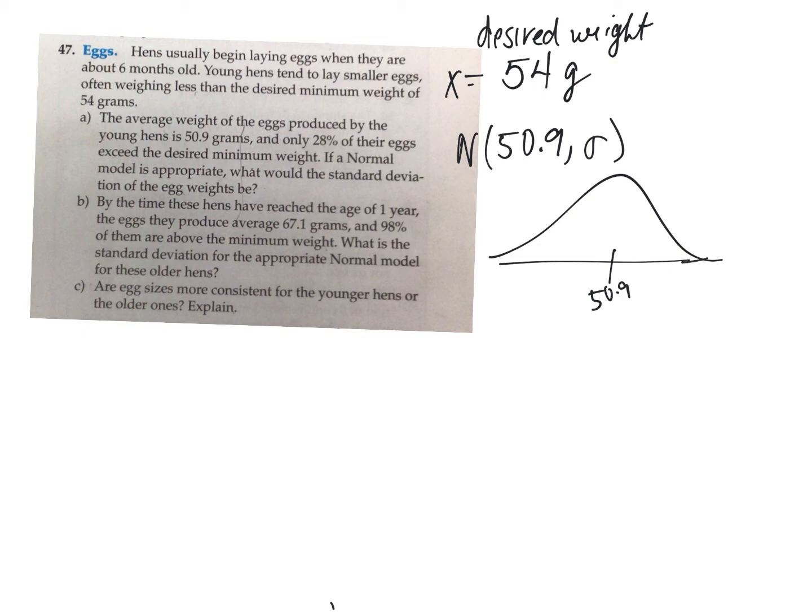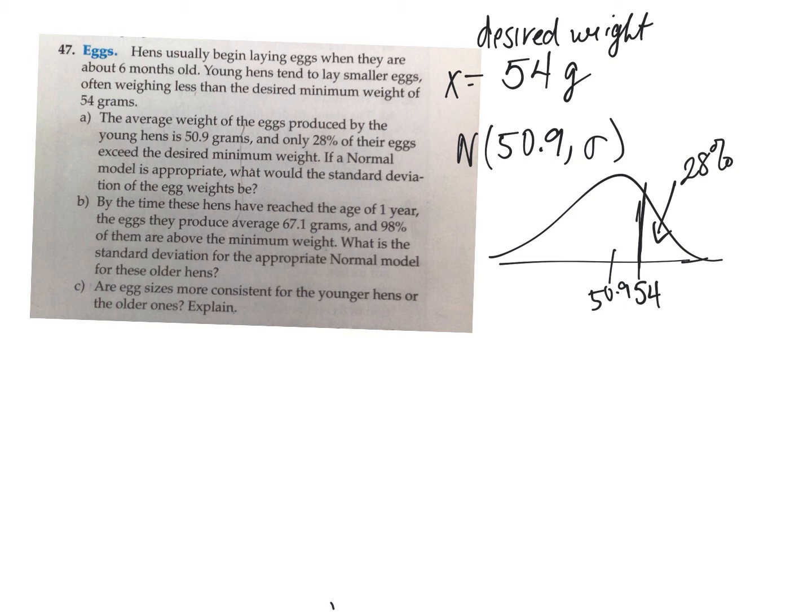So the mean is 50.9, and 54 grams is the desired weight. This area is only 28%. Because it's saying exceeding, so only 28% of these hens lay eggs that weigh more than 54 grams, right? This is why you get your cartons of small, medium, and large eggs, and then you get the extra large.